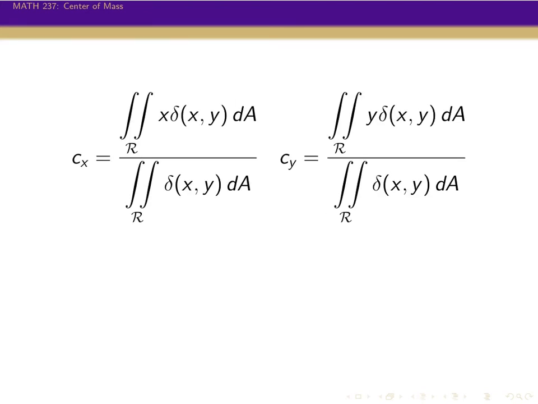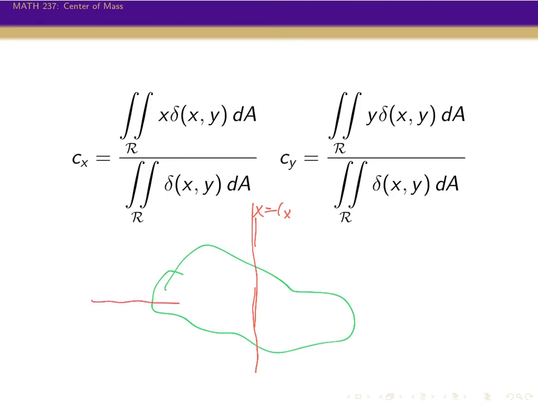And so here they are. And so if, again, this is our region, it's balancing on x equals Cx. It's also balancing on y equals Cy. Well, these two lines, they're going to hit at some point. That point is precisely (Cx, Cy). And guess what? That's our center of mass.